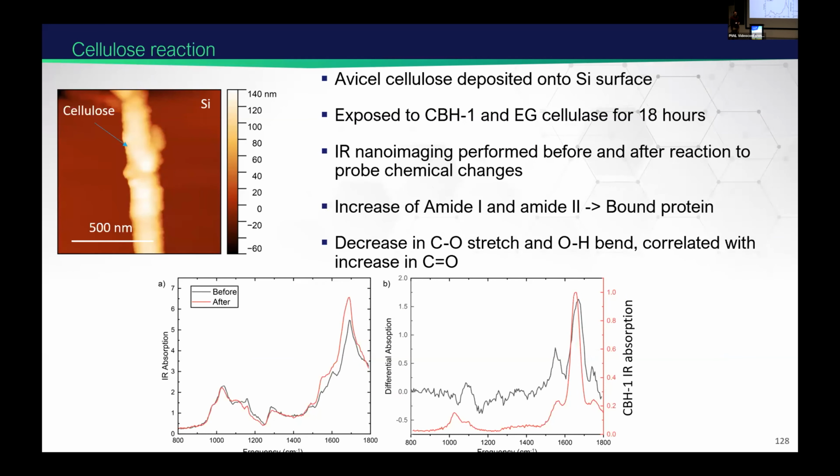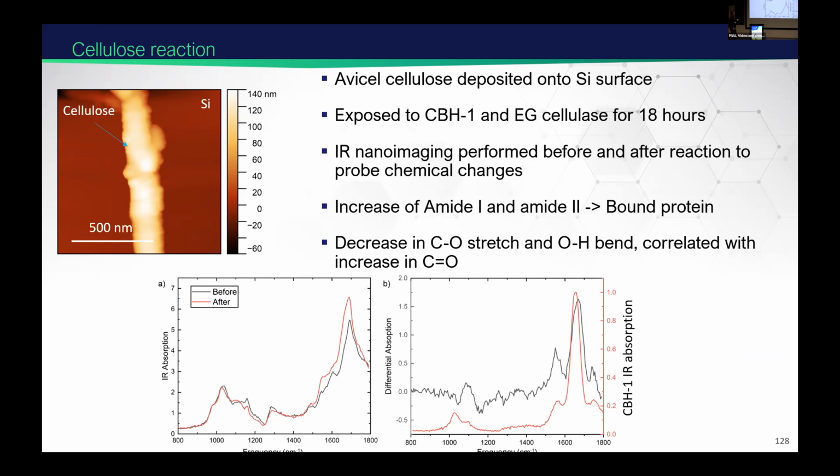So for the experimental setup we use, we have bacterial cellulose deposited on a silicon surface. We then expose it to different cellulases, CBH1 and EG cellulase, for 18 hours. We do our infrared nanoimaging before and after the reaction to probe chemical changes. Here's an AFM image of the cellulose after reaction.